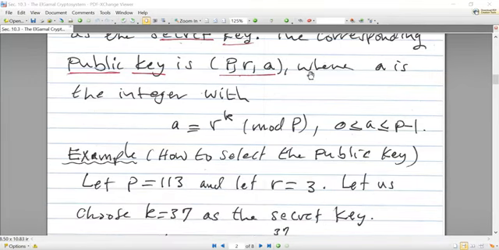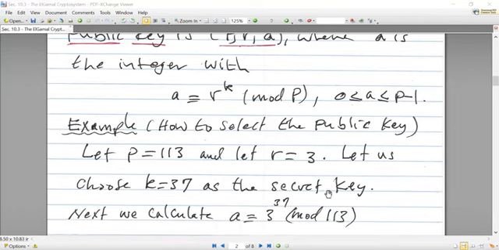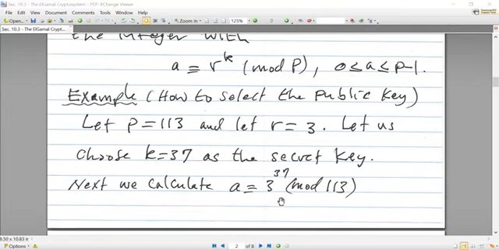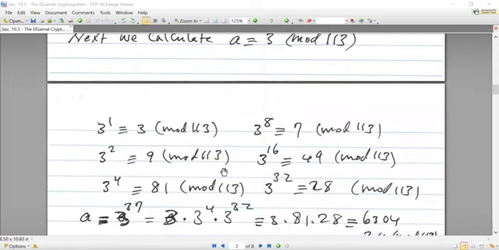Let's see how we can find a for a particular p and r. If we take p to be the prime 113 and r equal to 3, a primitive root, which you can check that it actually is, and let's take for the secret key k equal to 37. So we calculate 3 to the power of 37 mod 113. We can do this by successive squaring. We start with 3 to the 1, then 3 squared, then we square that, and every time we reduce mod 113 to make the calculation easier.